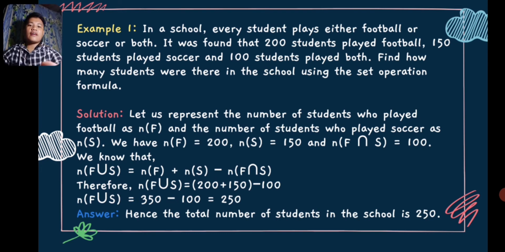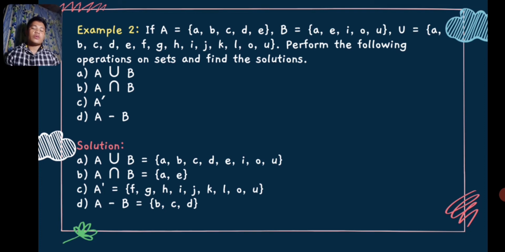So next, we have example number 2. We're given sets A, B, and a universal set. In our set A, we have A, B, C, D, E. In our set B, we have the vowels A, E, I, O, U. In our universal set, we have A, B, C, D, E, F, G, H, I, J, K, L, O, and U. Perform the following operations on the sets and find the solution. Here we will find the union of the sets, the intersection of the sets, the complement of A, and the difference of A and B. So we have here a solution.